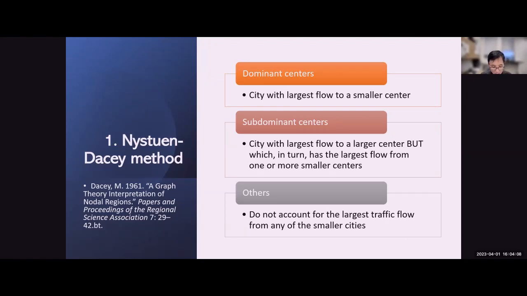We start with a classical method to draw the hierarchy, called the Nystuen-Dacey method. The original method was published by Dacey in 1961, titled A Graph Theory Interpretation of Nodal Regions, in the papers and proceedings of the Regional Science Association. This method is pretty popular and very useful to decompose the hierarchy.